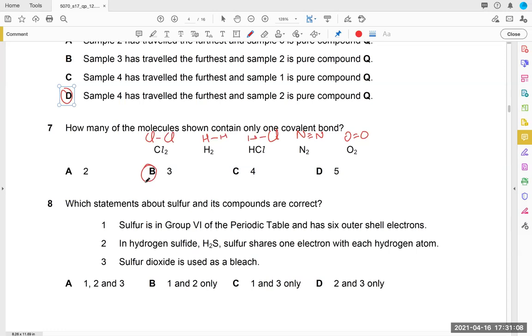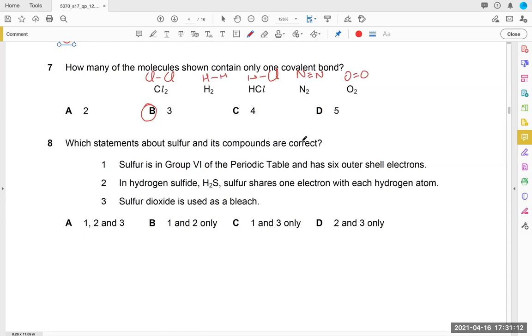Which statements about sulfur and its compounds are correct? Sulfur is in group 4. Sulfur is in group 6 and has 6 outer electrons. That is true for sulfur. आप periodic table से उसको verify कर सकते हो. In hydrogen sulfide, sulfur shares 1 electron with each hydrogen atom. That is true because we know that sulfur being in group 6 behaves exactly like oxygen in this case. So अगर आपको H2O का structure आता है, आपको H2S का structure भी आता है जो कि ऐसा होगा.